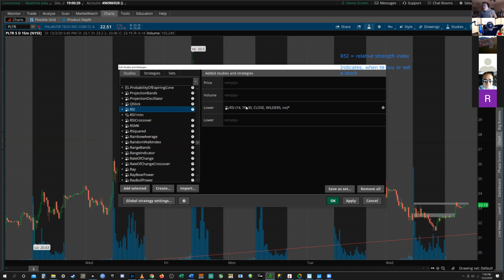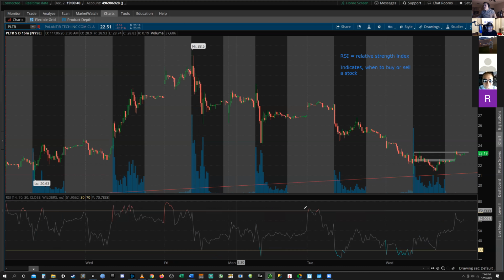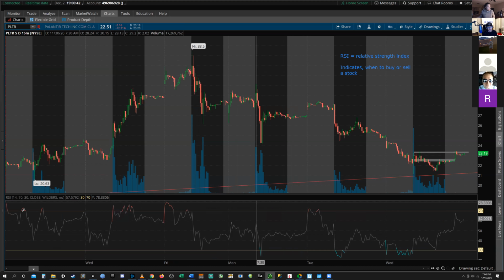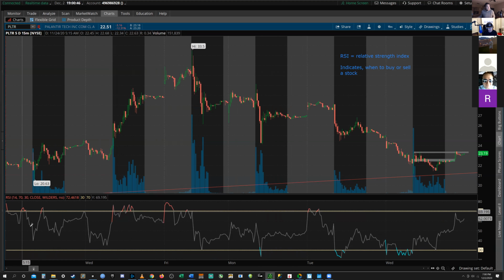Now, here's where a lot of the math comes in, and I'll explain that too. So if I click apply, you're going to see down here a whole bunch of stuff. So the general consensus is you have these zones. It's in percentage, so it can't go above 100 or below 0. And this just tells you kind of what the strength is of the stock. Is the stock in a bull run or is it in a bearish run?